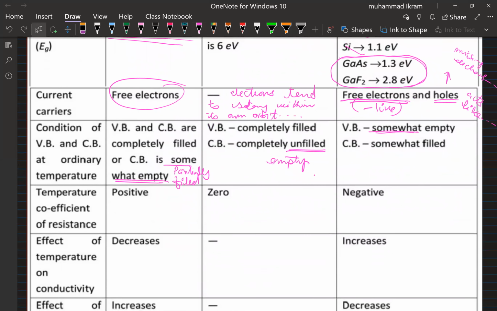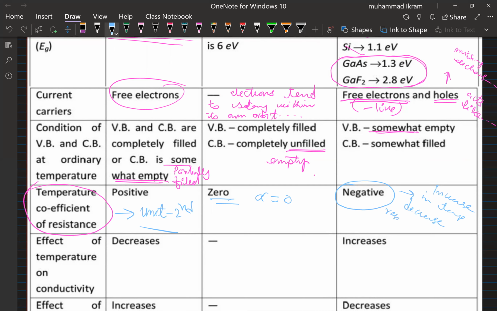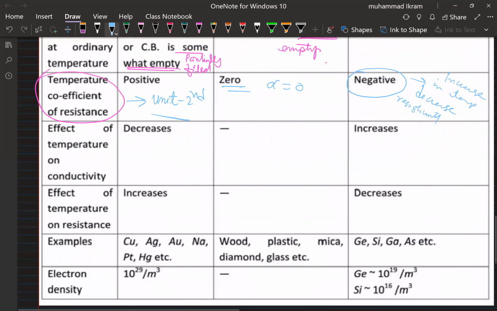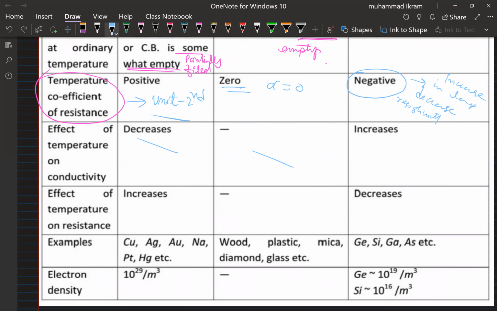The temperature coefficient of resistance for all the metals is positive, and this is what I explained to you in unit number 2. For the insulator, the temperature coefficient of resistance is 0, alpha is 0 here. For conductors it has a positive value, and for semiconductor substances, we have this negative. So what does positive mean? When it is positive, an increase in temperature will increase the resistivity. And negative means that an increase in the temperature of a substance decreases resistance, decreases resistivity. Similarly, the effect of temperature on conductivity is as I told.